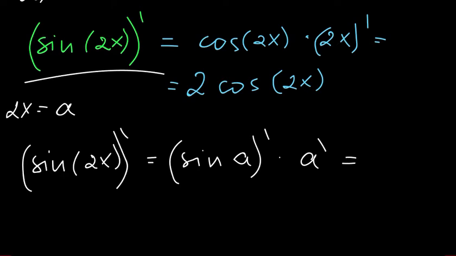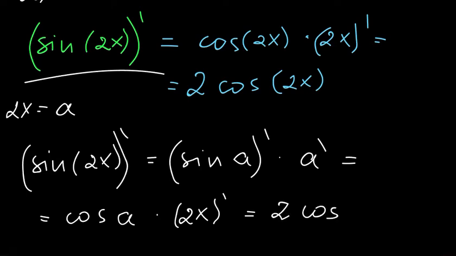Now we get that sine of a would give us cosine of a multiplied by the derivative of a, and that is the derivative of 2x. And now we get that it's 2 cosine, we change a to 2x here, so here's our answer. You can freely choose which way to solve these equations, to find the derivative. They are equivalent and they are both right.